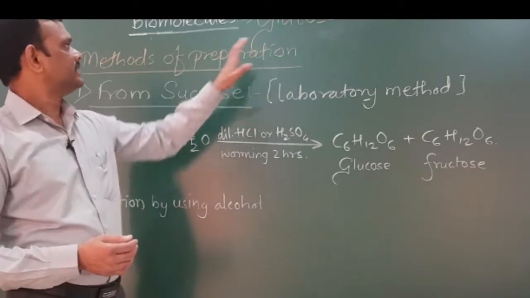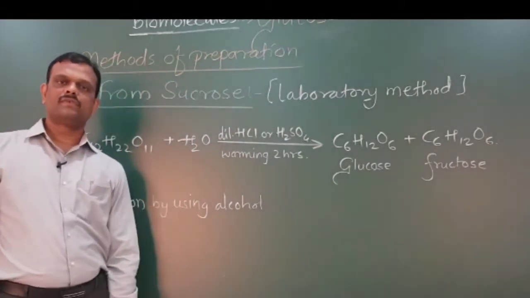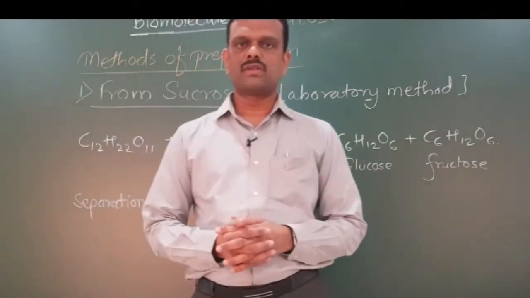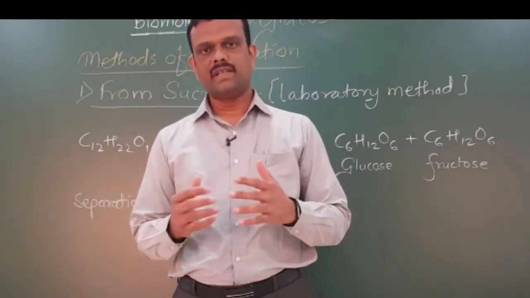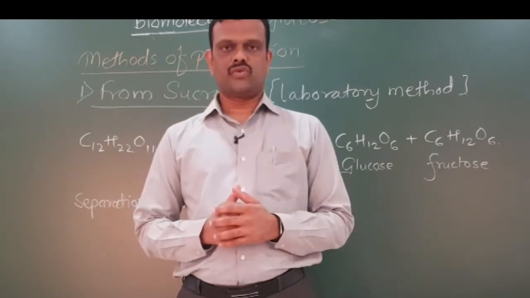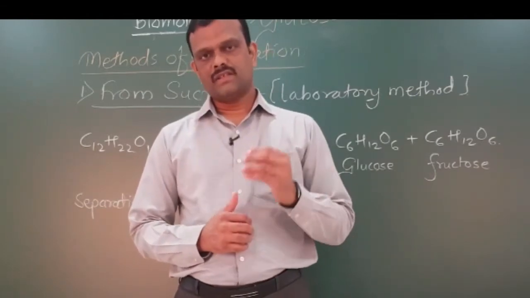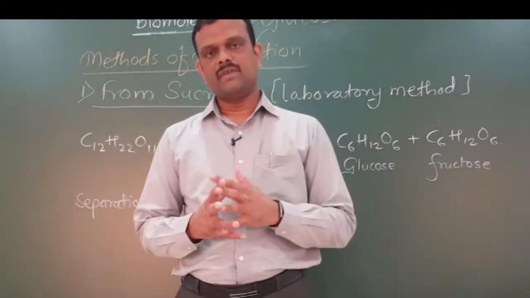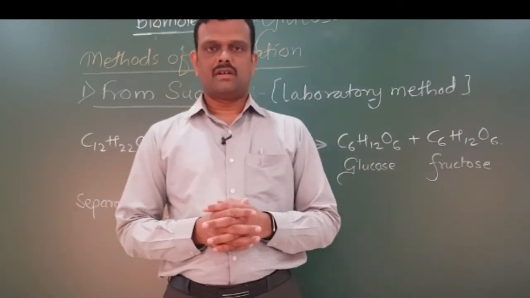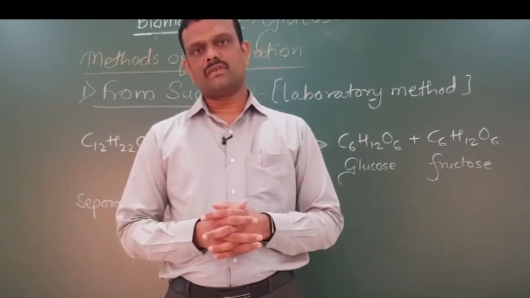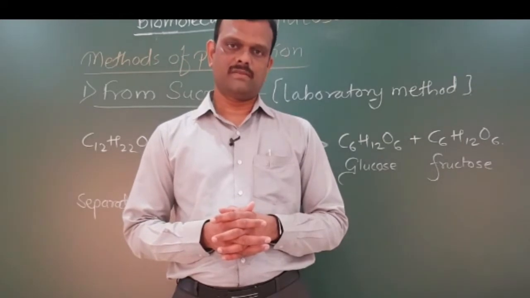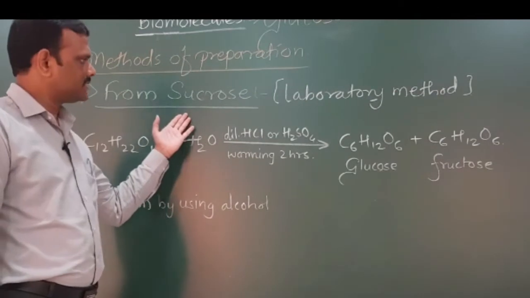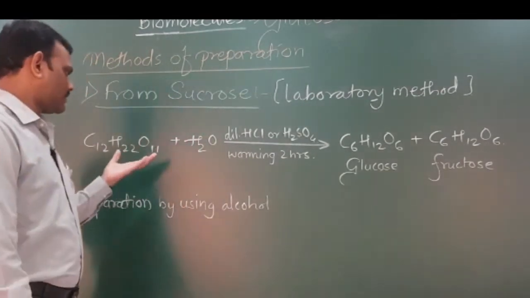Now we have to study the method of preparation of glucose. There are two methods of preparation of glucose. First one is a laboratory method. It is from sucrose. Sucrose means cane sugar. This is the first method. Second method is a large scale method, or commercial method, or industrial method of preparation of glucose. It is from starch.